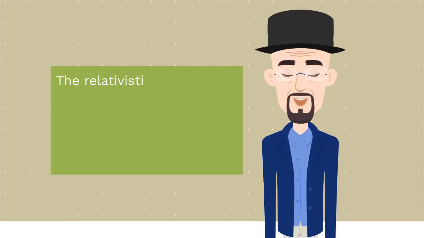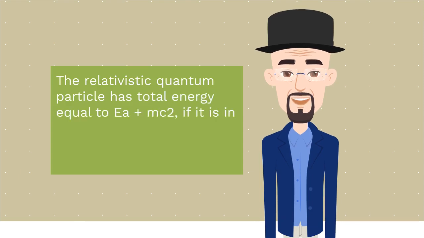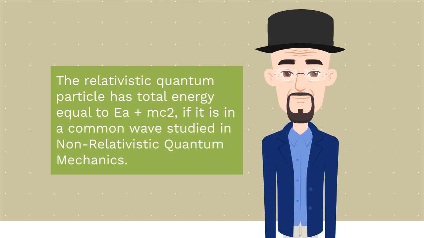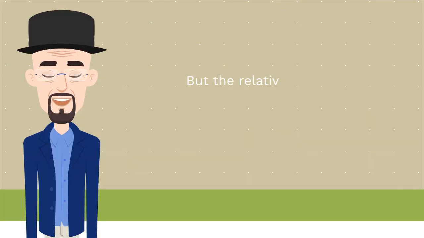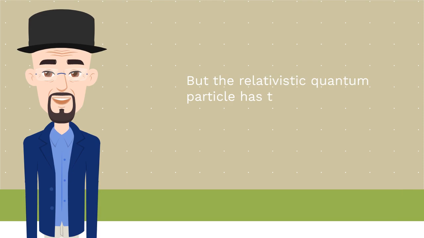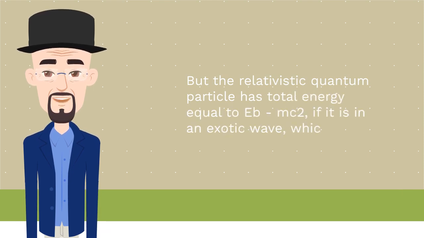The relativistic quantum particle has total energy equal to Ea plus mc², if it is in a common wave studied in non-relativistic quantum mechanics. But the relativistic quantum particle has total energy equal to Ev, mc², if it is in an exotic wave, which is not studied in non-relativistic quantum mechanics.